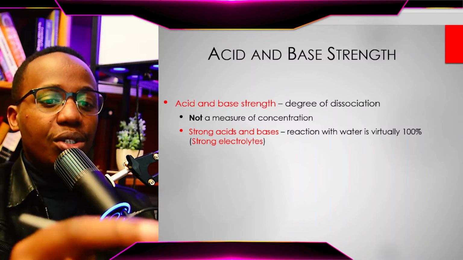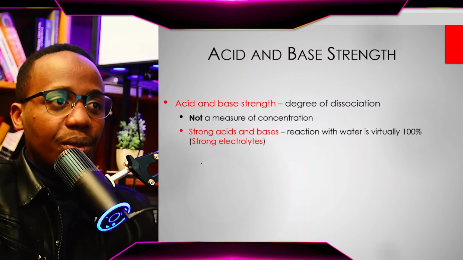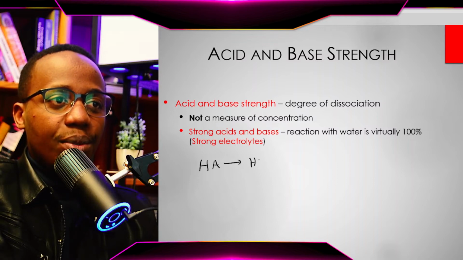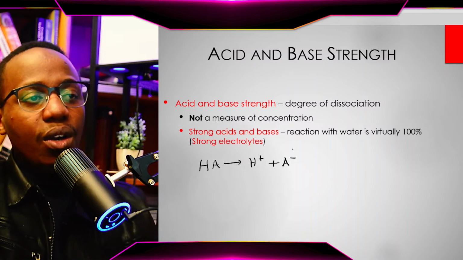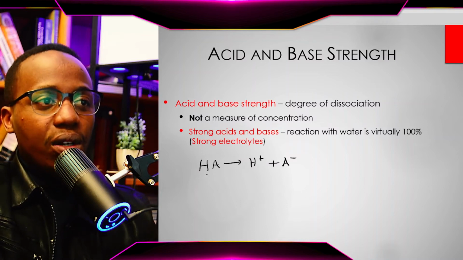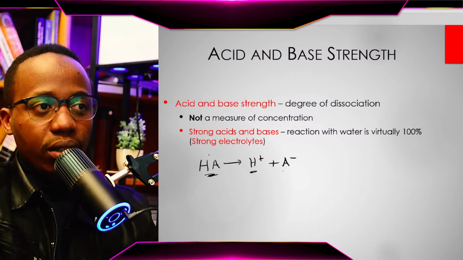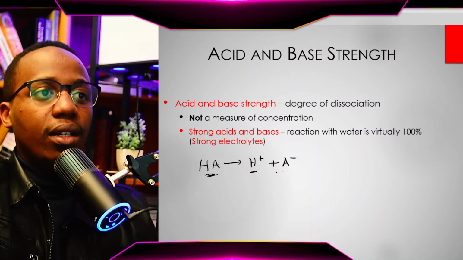So let me show you, let's go back to how we represented acids. We say that acids are HA, right? And they give away their proton like this. Well, if it's a strong acid, all of HA will be turned into H plus and A minus, all of it. So it dissolves completely, right?